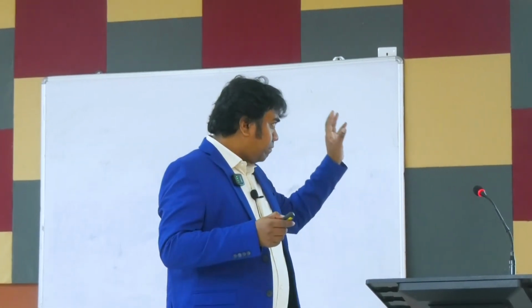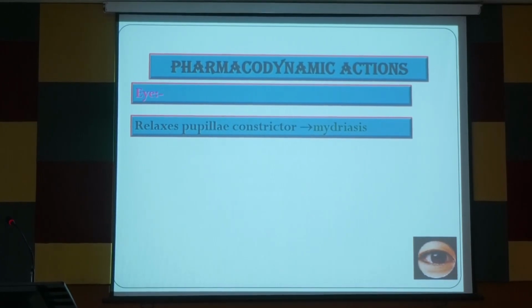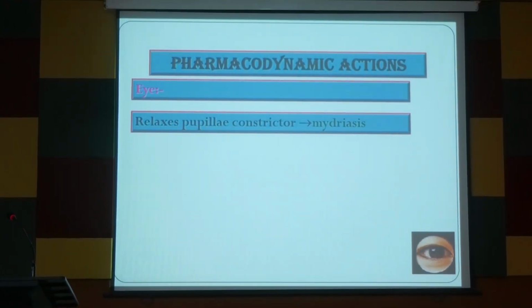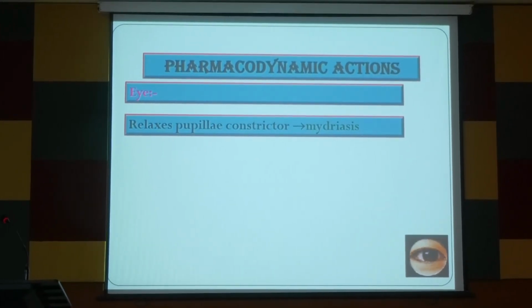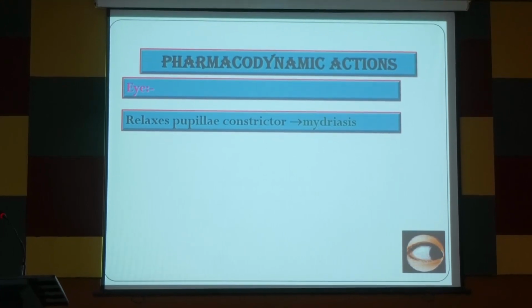Next is the eye. What happens in the eye with atropine? Dilatation, due to relaxation of the constrictor. Dilatation can happen in two ways: relaxation of the sphincter pupillae or contraction of the radial muscle.